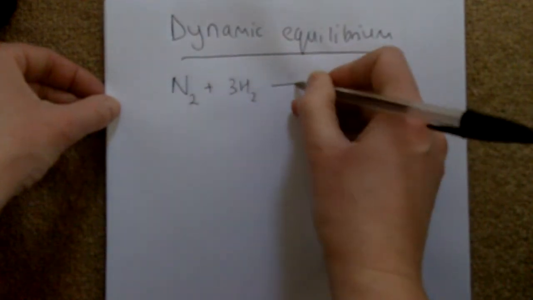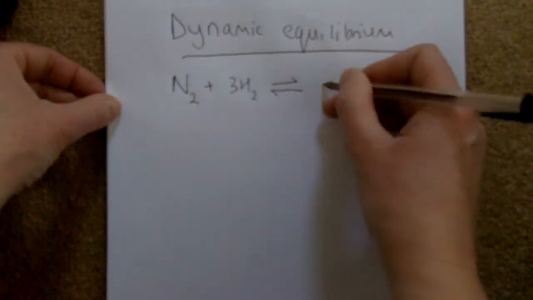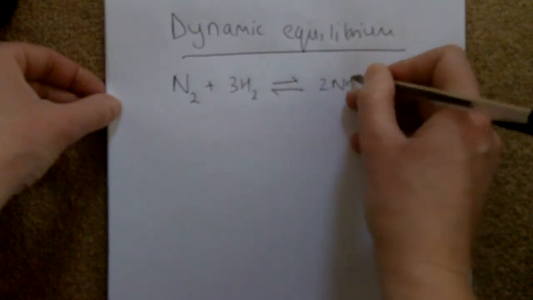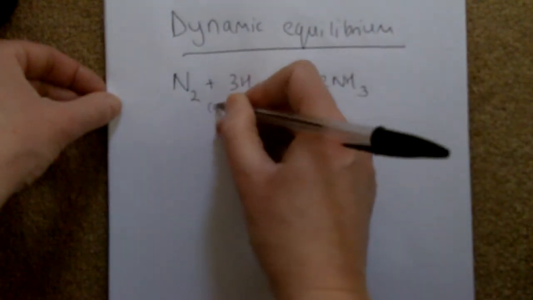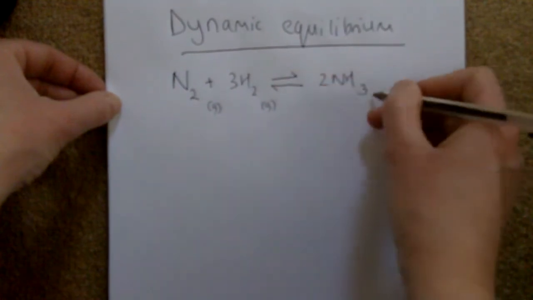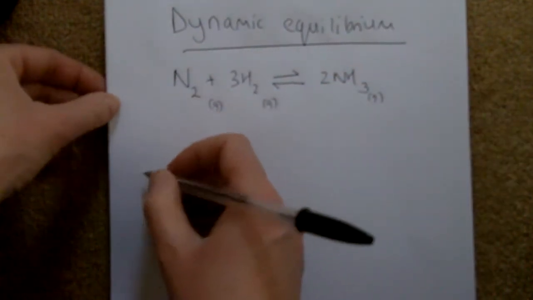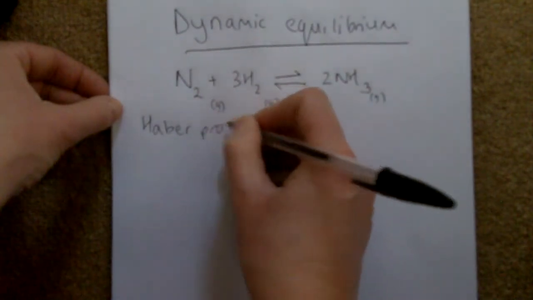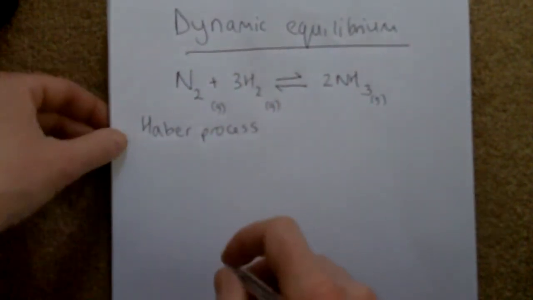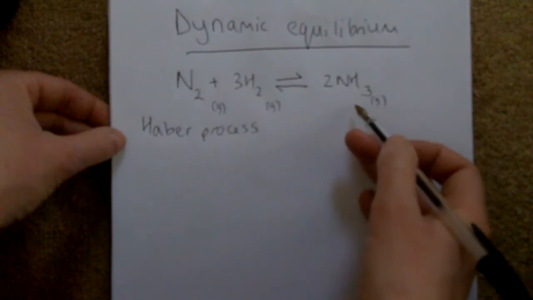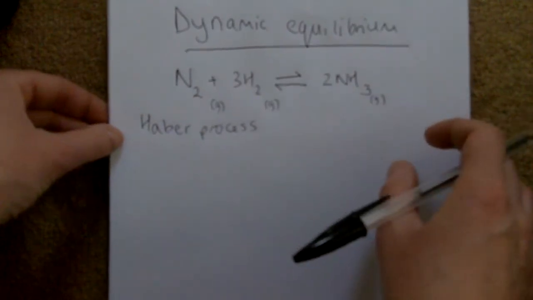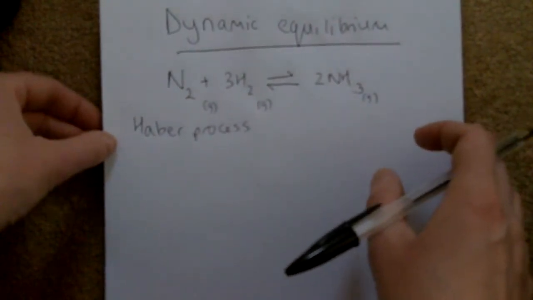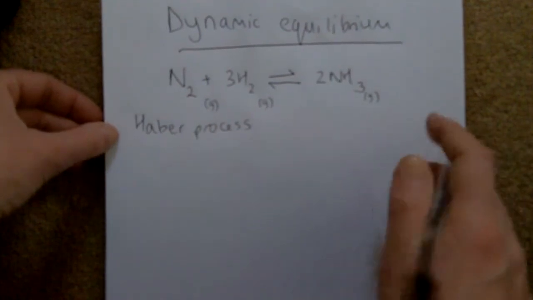Now, do you know the name of this reaction? The famous, very well-known reaction. Everything is in the gaseous state. This is called the Haber process. Some people pronounce it Haber process. And it's used to make ammonia, and ammonia is used to make fertilizers. Industrially, a very important reaction.